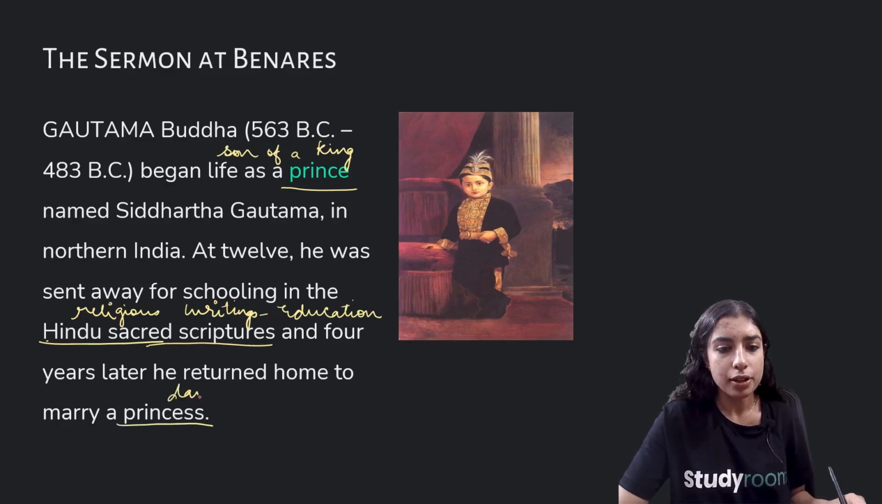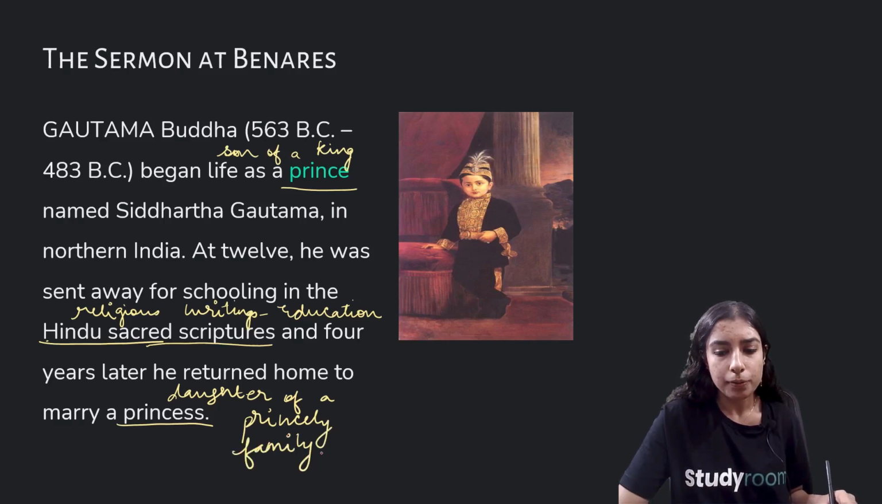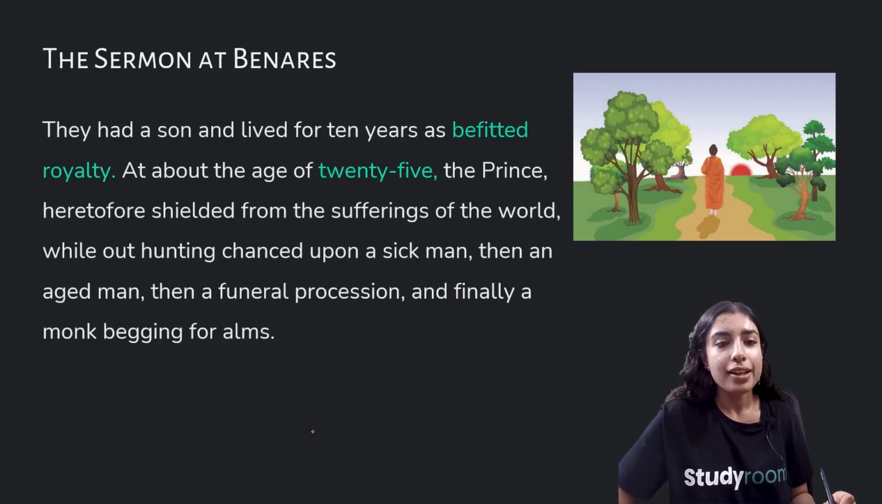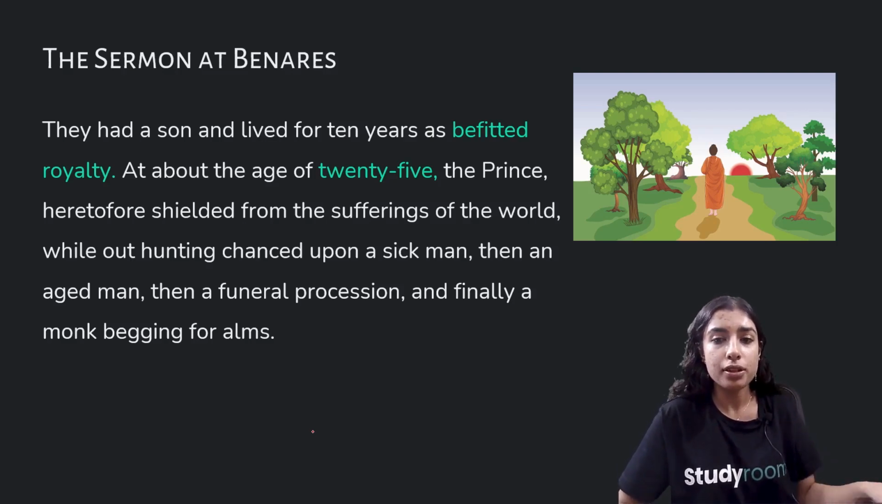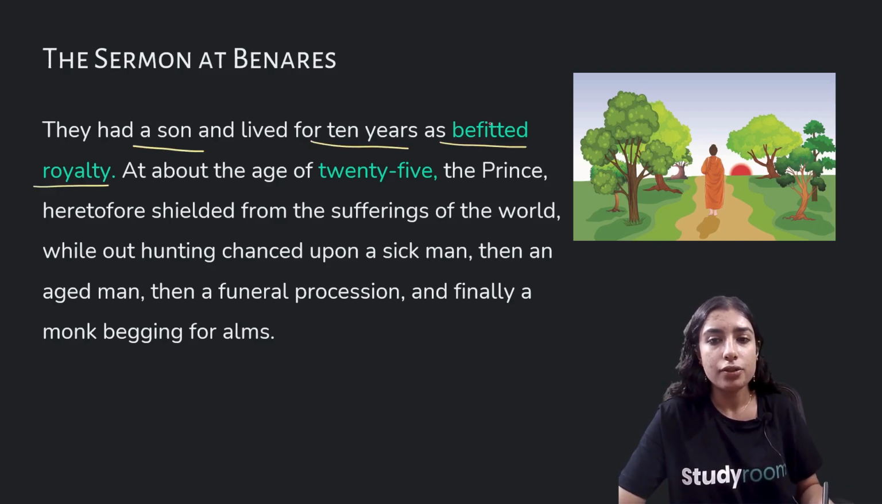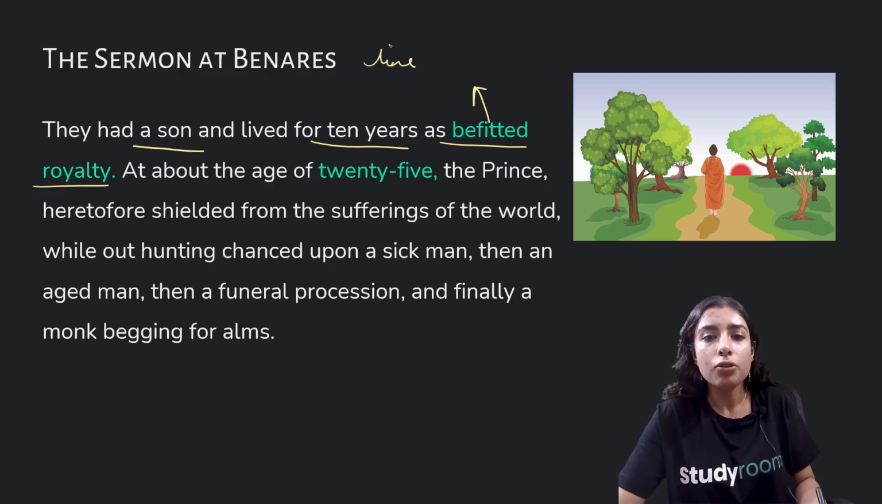Princess is referred to as a girl who is the daughter of a princely family. They had a son and lived for 10 years as befitted royalty. At about the age of 25, the prince, that is Gautam Buddha, heretofore shielded from the sufferings of the world, while out hunting, chanced upon a sick man, then an aged man, then a funeral procession, and finally a monk begging for alms. So we can see that Gautam Buddha and his wife had a son, and they lived for around 10 years as befitted royalty. Befitted royalty refers to people who belong to the line of royalty.